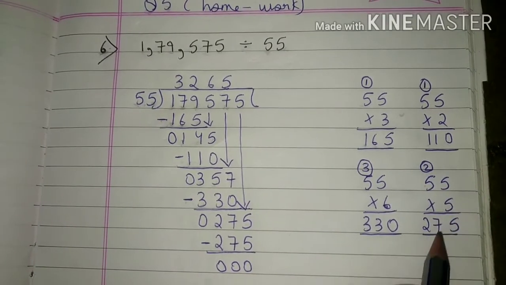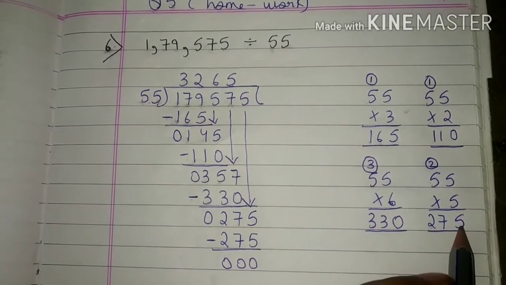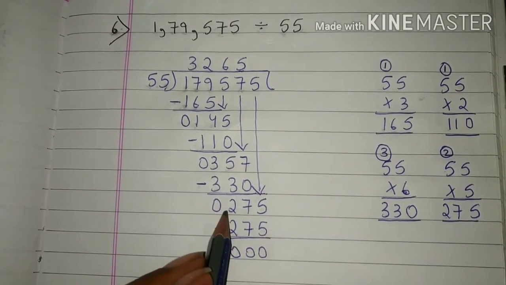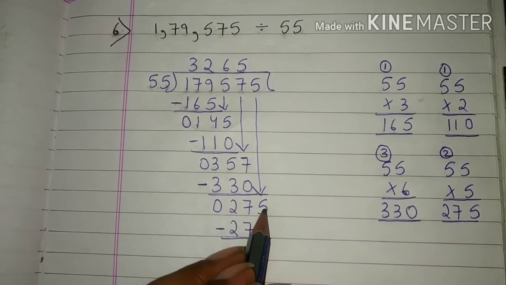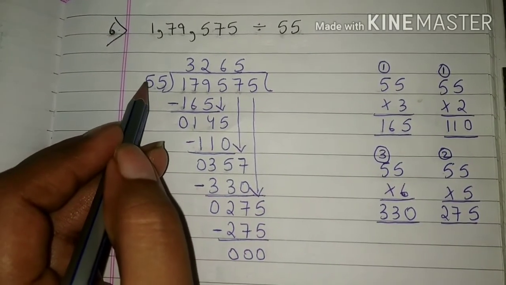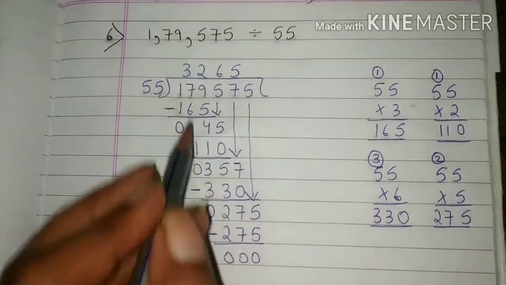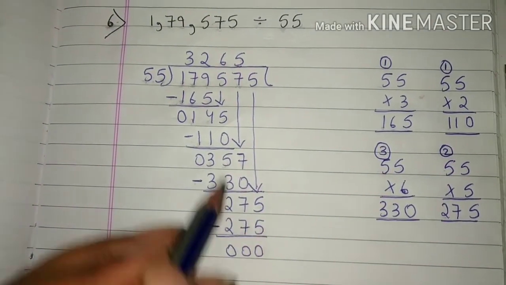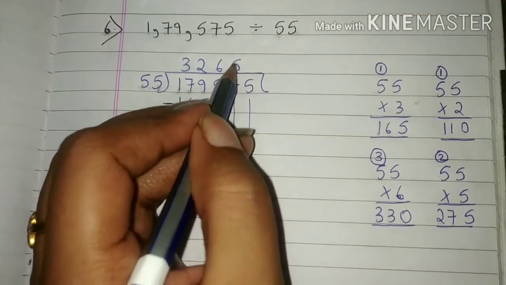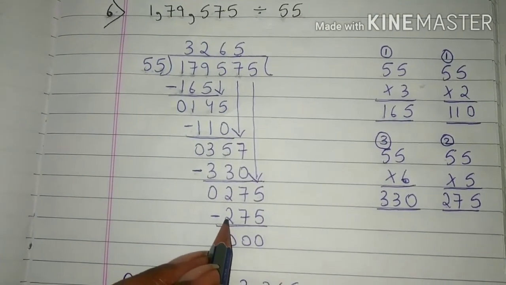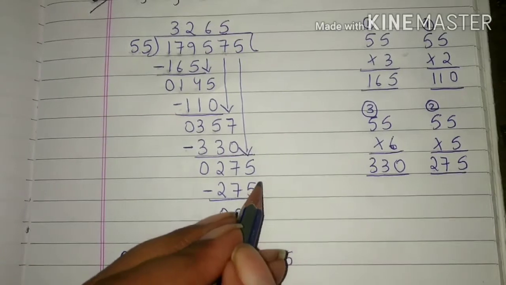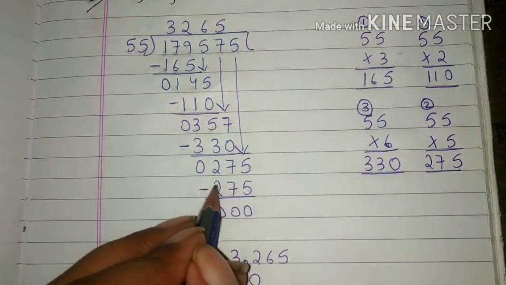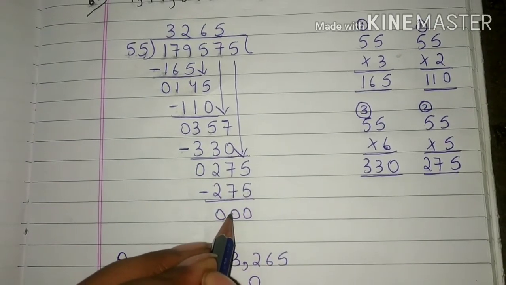55 into 5 is 275 and 275 is equal to 275. So we will consider 55 into 5 is 275. Students, we will write 5 here and we will write 275 here. Now we will subtract the number. 275 minus 275 will give 0.